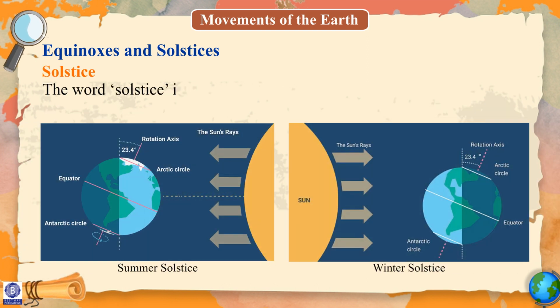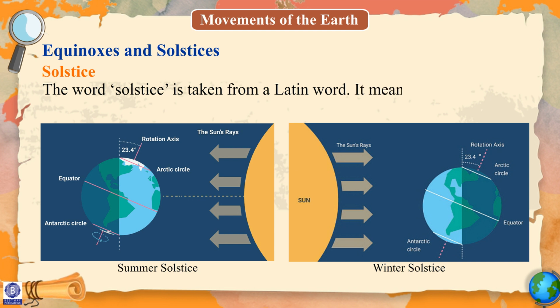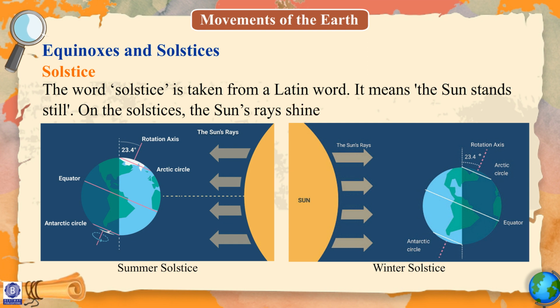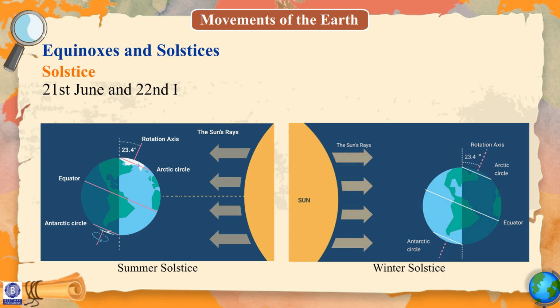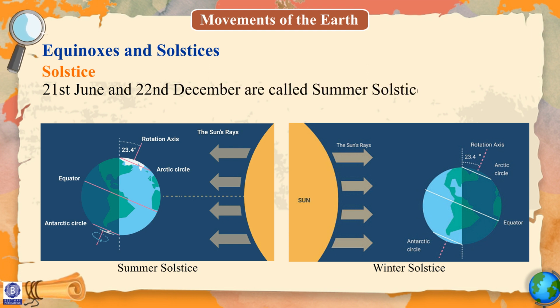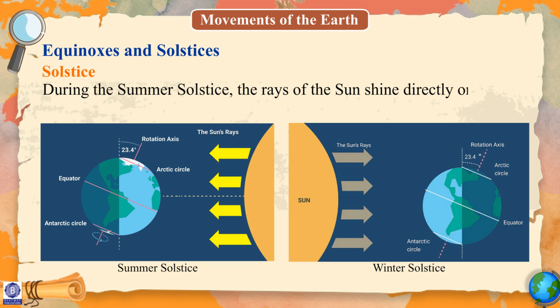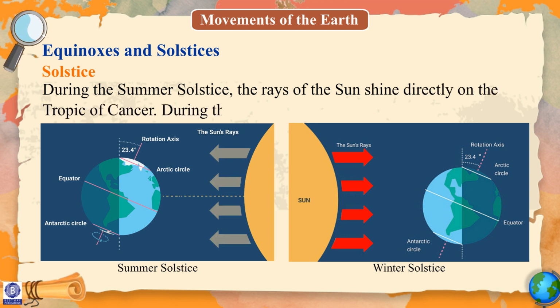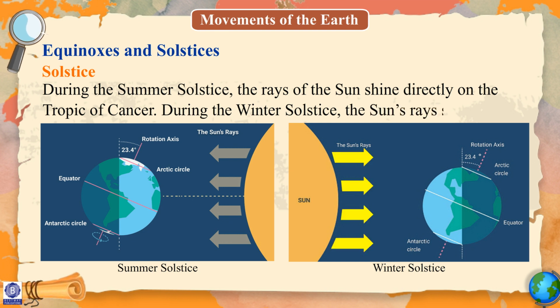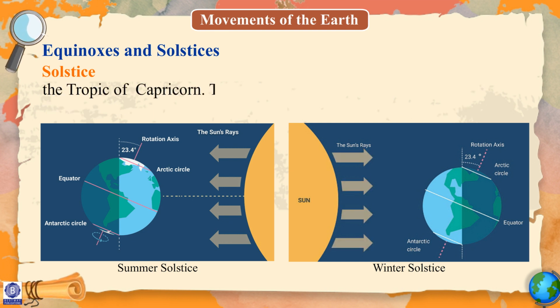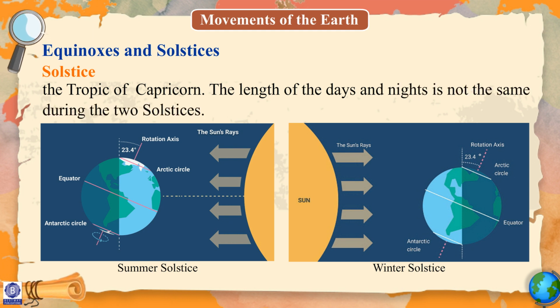Solstice. The word solstice is taken from a Latin word. It means the sun stands still. On the solstices, the sun's rays shine directly on one of the two tropics. 21st June and 22nd December are called summer solstice and winter solstice respectively. During the summer solstice, the rays of the sun shine directly on the Tropic of Cancer. During the winter solstice, the sun's rays shine on the Tropic of Capricorn. The length of the days and nights is not the same during the two solstices.